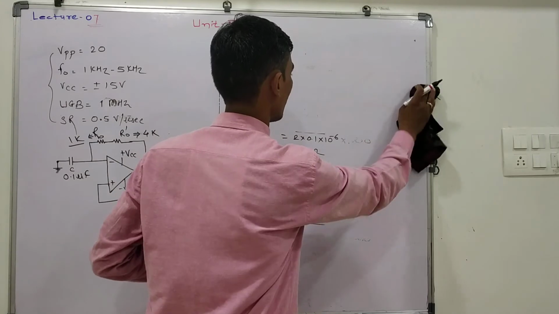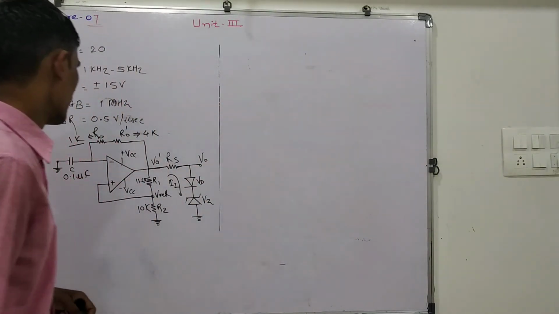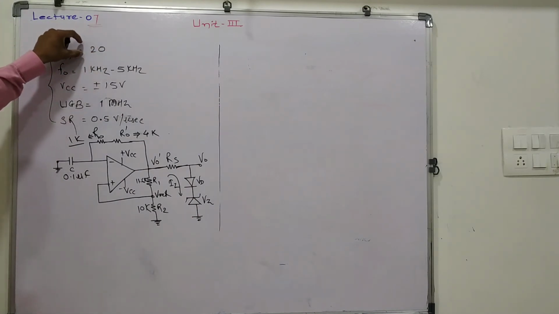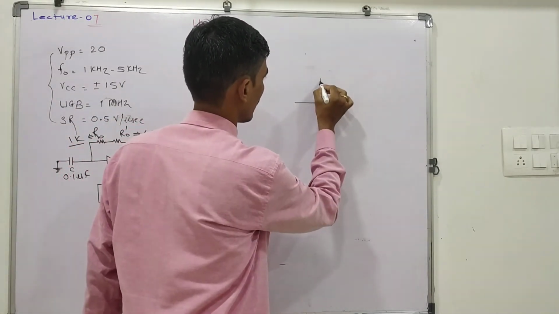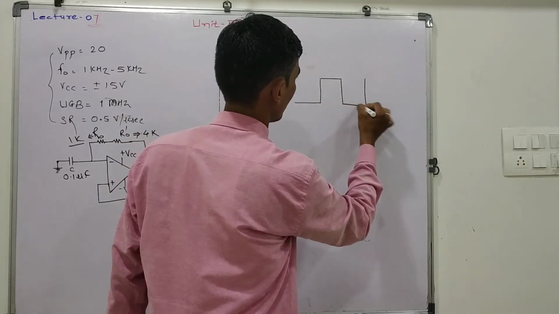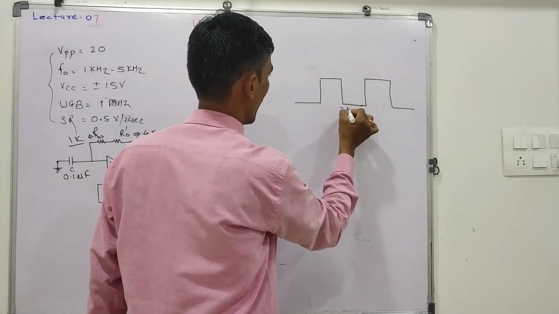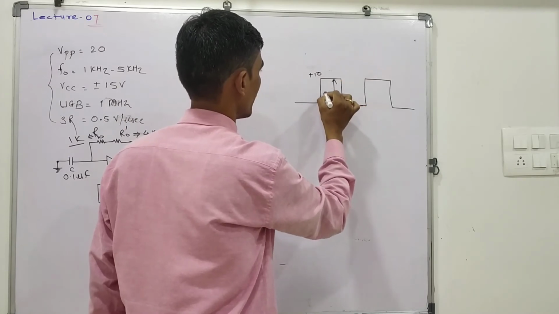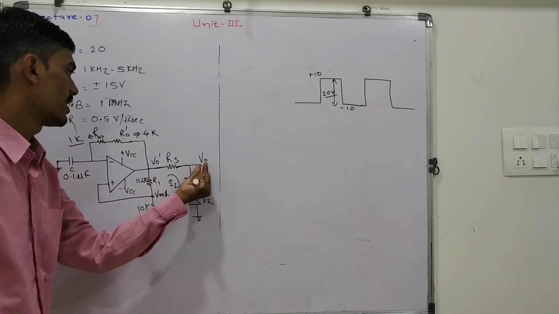Now the remaining part. What is the remaining part? Now we have to obtain the voltage, that is, the peak to peak voltage is equal to 20 volt. That means we require such a square wave, where the lower value is minus 10 and the upper is plus 10. So this much voltage, that is peak to peak, is 20 volt. So that is to be obtained at the output end.